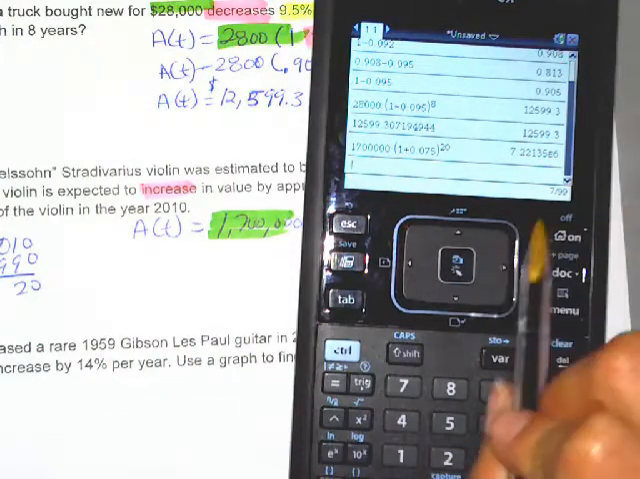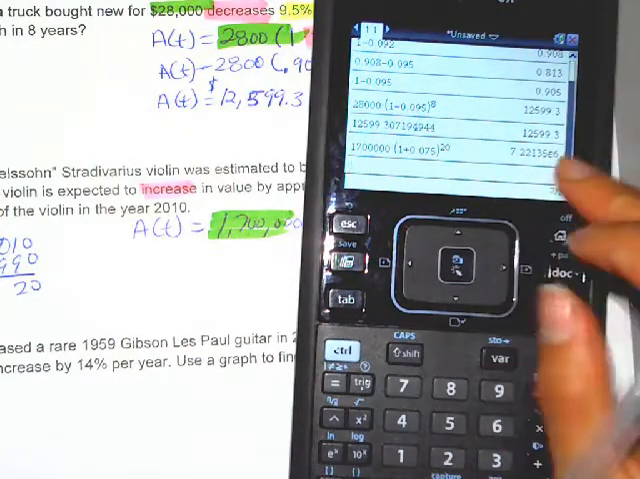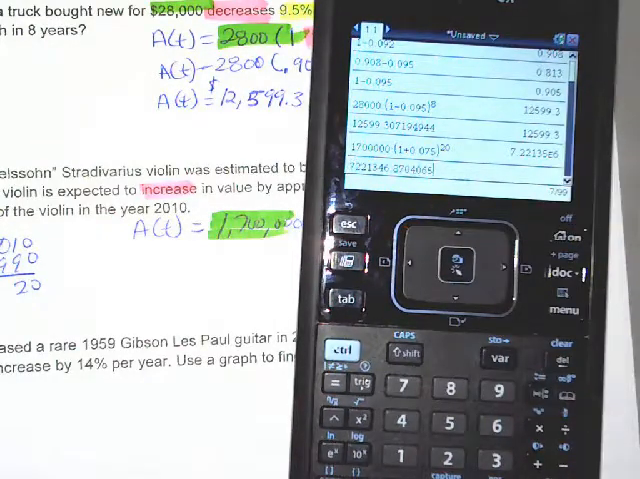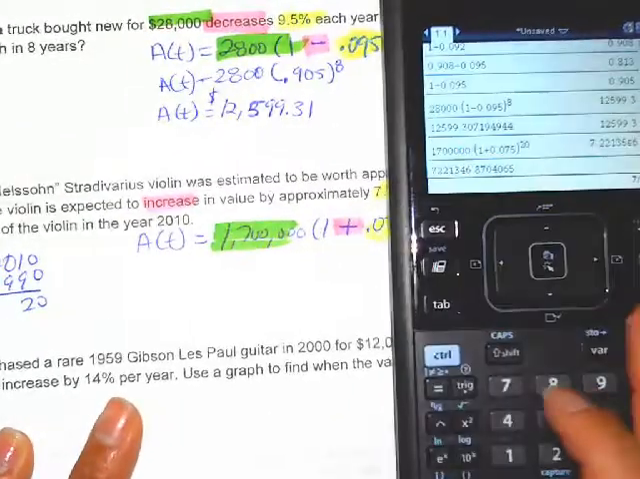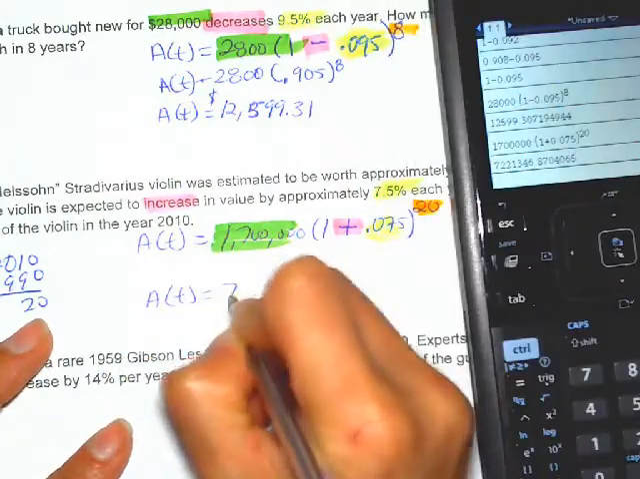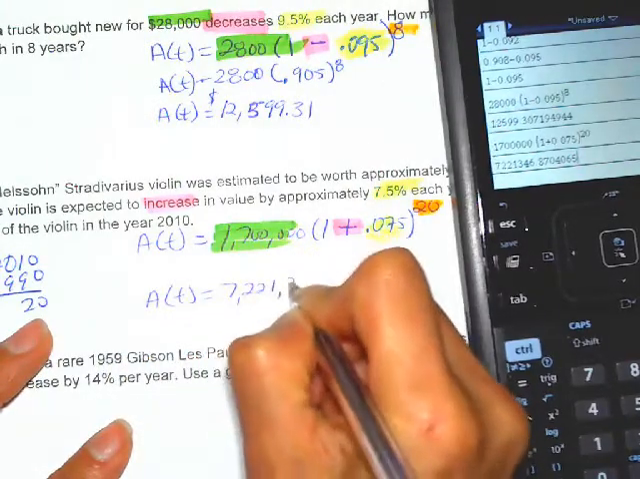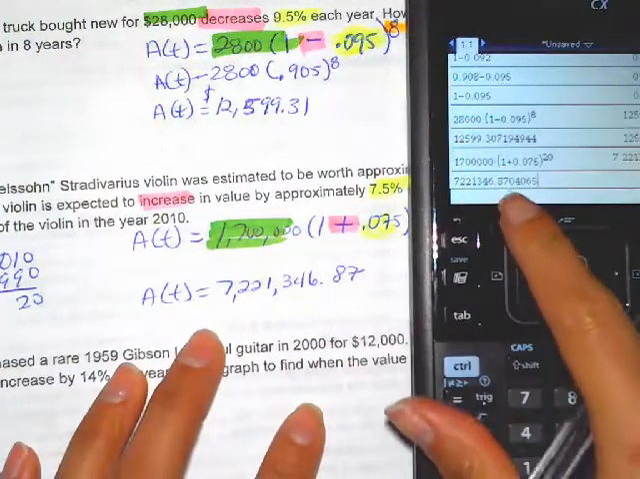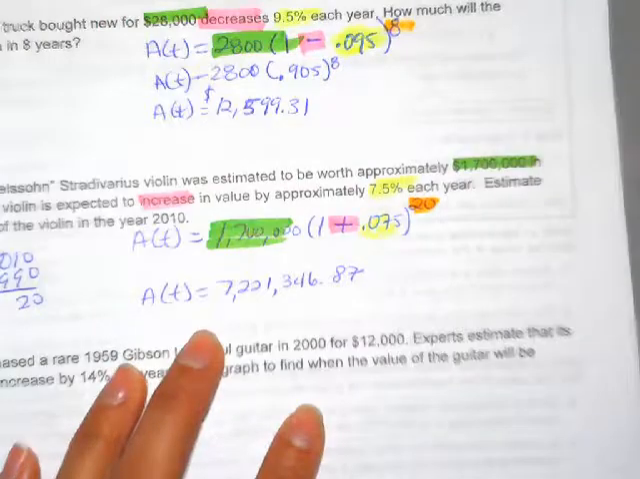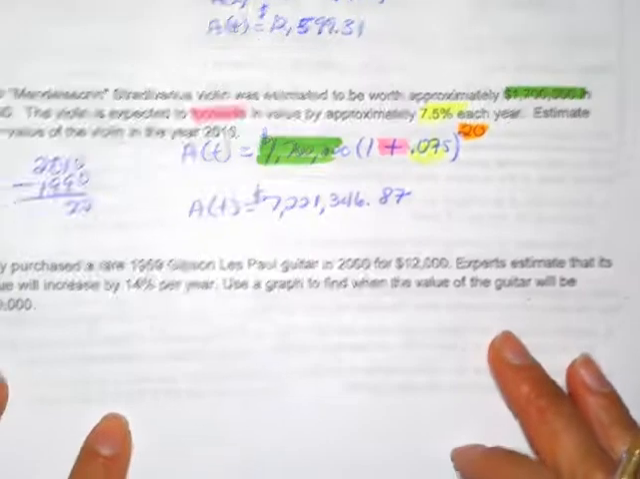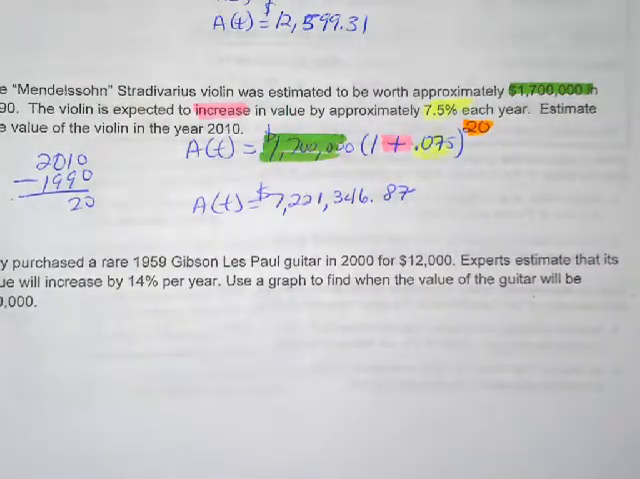Alright, if you see the answer is very large, so it changes it to scientific notation, so go ahead and click up, hit enter. That way I can see the value all the way to the cents. So the final value is $7,221,346 with 87 cents. Since the zero is next to the 7, we don't round up. It stays the way it is. Question? Sure. Alright, number 4.